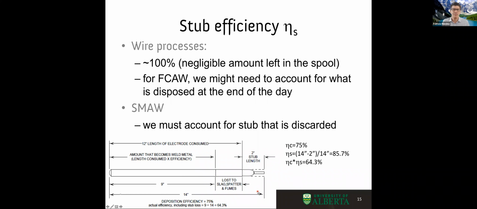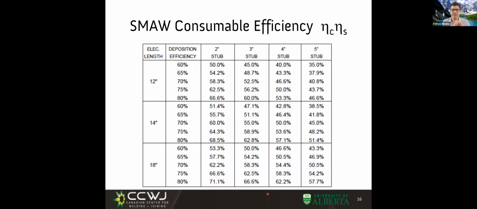And because lots of shops use stick welding, they say, you know, don't do this calculation, here's a table for you. If you have this electrode length and you're going to have this stub length that you're going to discard, this is going to be your stub efficiency. By the way, if you take a look, you'll see that these numbers, depending on the deposition efficiency you have, might end up being quite small.